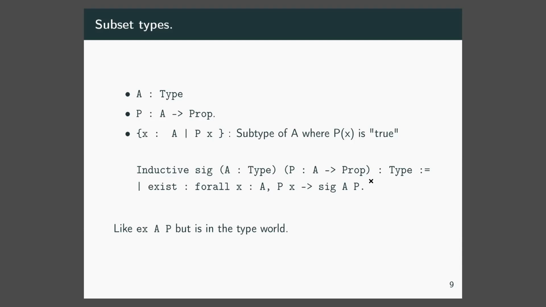Someone wanted to ask a question. Yeah, so why is it called sigma? The dependent functions were called pi types because it's like a big product. If you think of A as an indexing object, then it's a big product, and sigma is like a sum, the sum type, one for each.